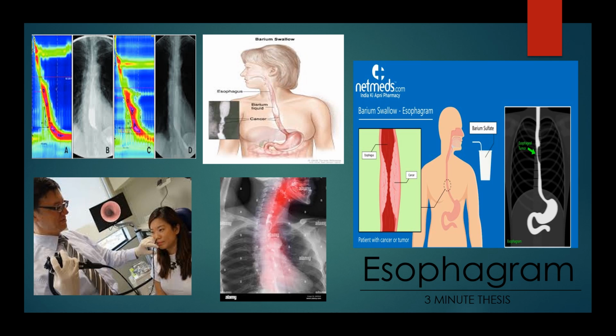To get the best diagnosis, there are three different methods to help get the most efficient results of the esophagus: Barium swallow, high-resolution manometry, and transnasal esophagoscopy.